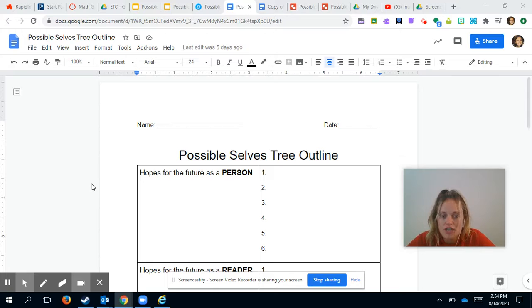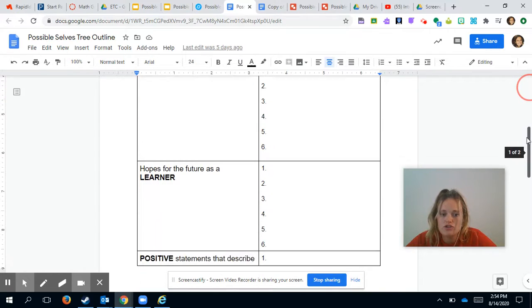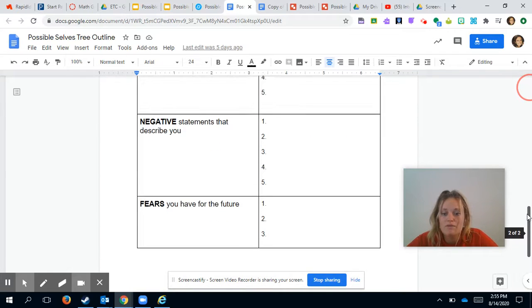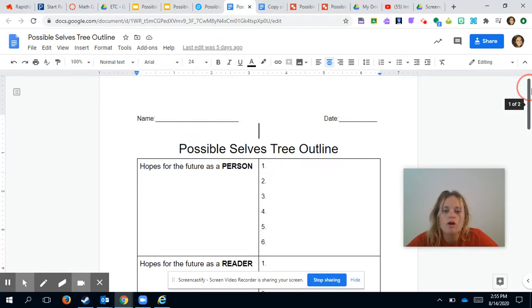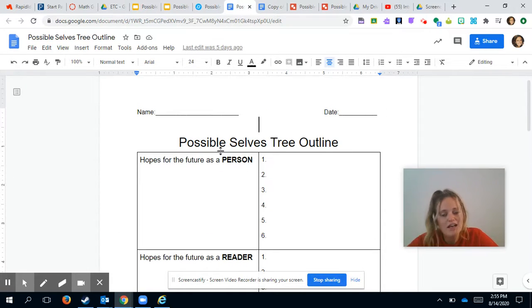Today, we're going to be finishing up our possible selves tree outline. So you should have most of these questions answered for your template for your possible selves tree. If you have not finished this yet, I want you to pause this video and finish what you have on your possible selves tree outline before you continue. So again, pause this video if you have not finished this outline yet. If you have, I want you to stay on so then we can talk about our next steps.